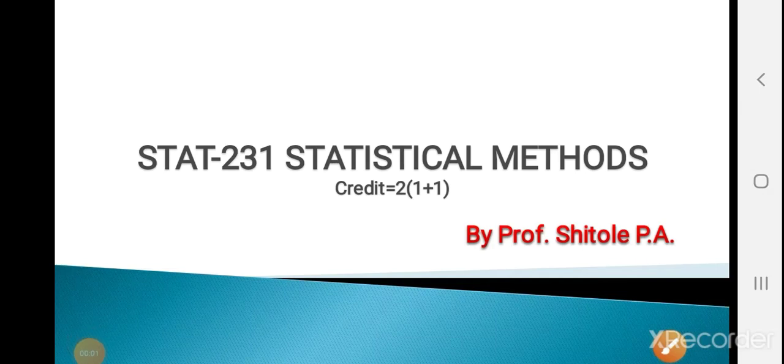Hello everyone. In the last lecture we learned the concept of correlation. Now in today's lecture we are going to learn the concept of regression. In this topic we are going to learn what is meant by regression, what is the relationship between correlation and regression, and why we use regression.